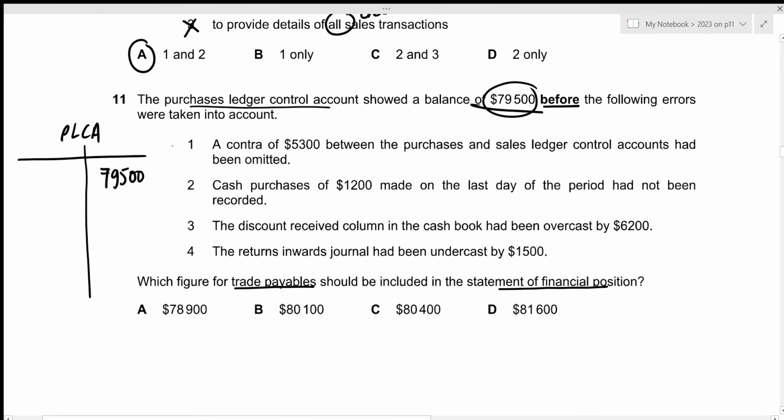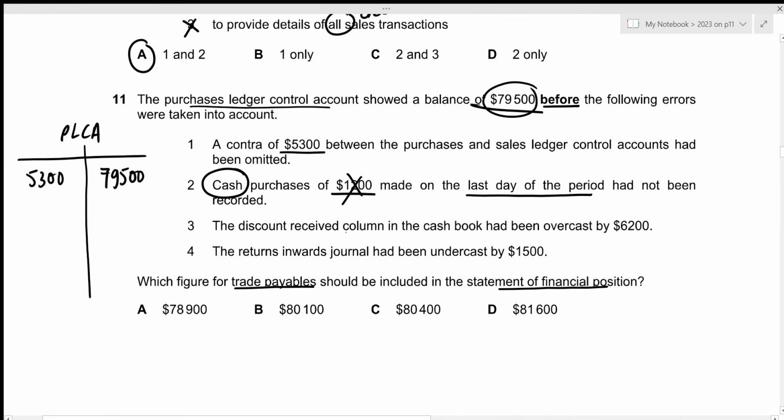Now we need to rectify the given errors. The first one is a contra of 5,300 between the purchases and sales ledger control accounts had been omitted. And remember, contra will always be recorded on the debit side in case of our purchases ledger control account. So that's 5,300 right here. Then the cash purchases of 1,200 made on the last day of the period had not been recorded. And this talks about cash purchases, not the credit purchases. And remember, within our purchases ledger control account, we only record credit purchases. So we do not have to record this 1,200.